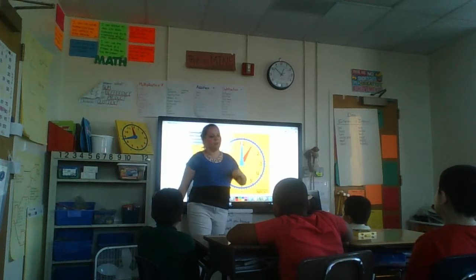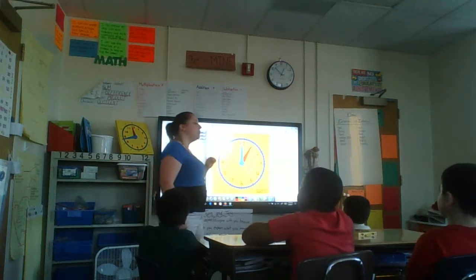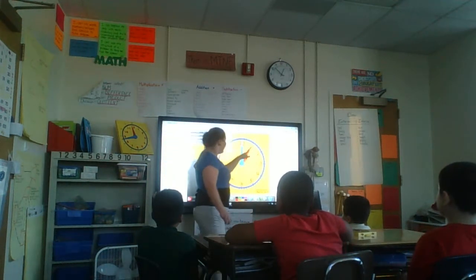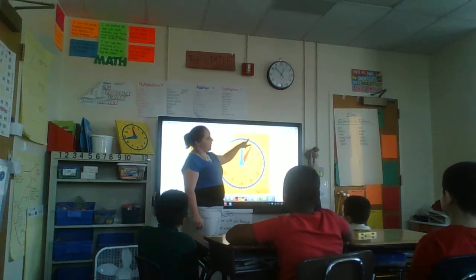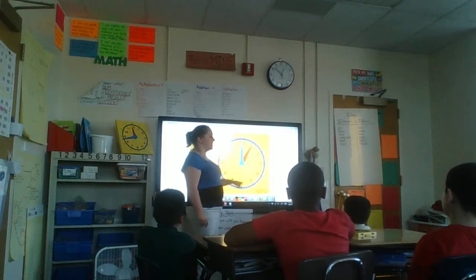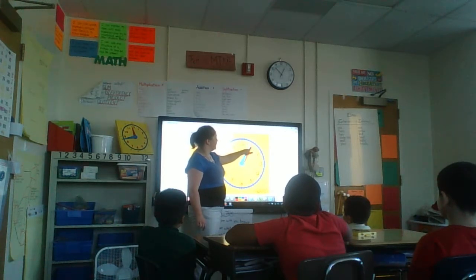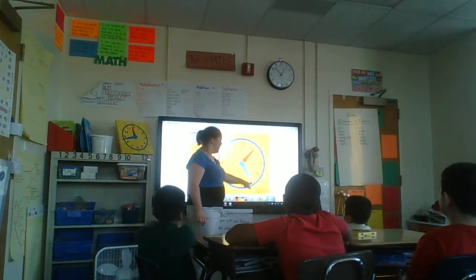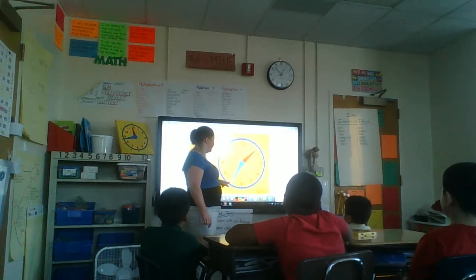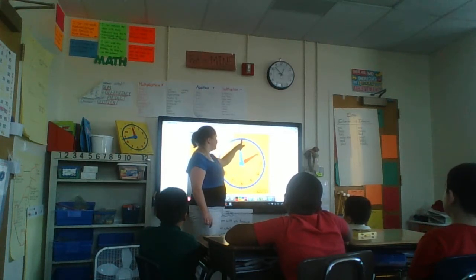What number are we skip counting by when we are skip counting around the clock? Jessica? 5. We're skip counting by 5s. So right now we're going to do that together. I'm going to move the minute hand while we're skip counting so that you can see how the hands move around the clock. So we're starting where it would be 0. And we're going 5, 10, 15, 20, 25, 30, 35, 40, 45, 50, 55, 60.